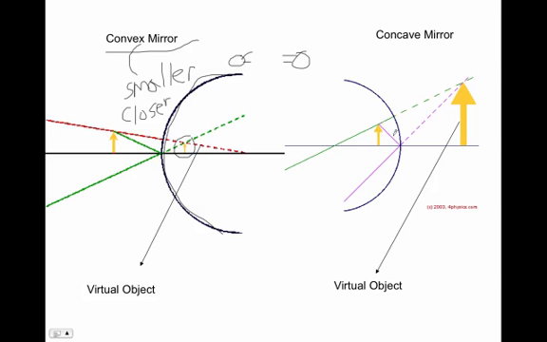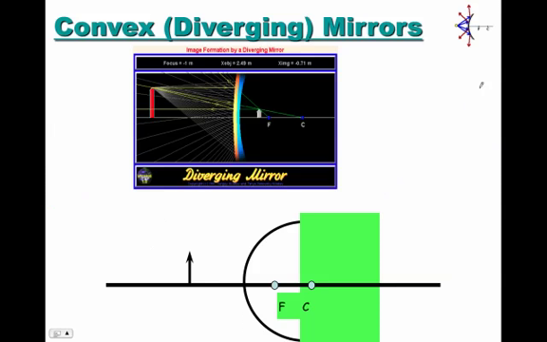What will happen then? Well, now the image is going to be virtual. It's going to be right side up, not upside down, and it's going to be much larger or magnified.